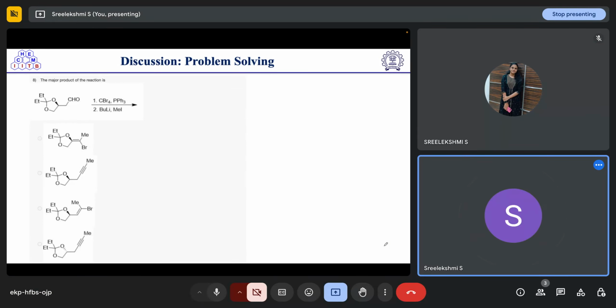Next question. This compound upon treatment with CBr4 and PPh3 in the first step and then butyllithium and methyl iodide added in the second step, which will be the major product out of these four options?